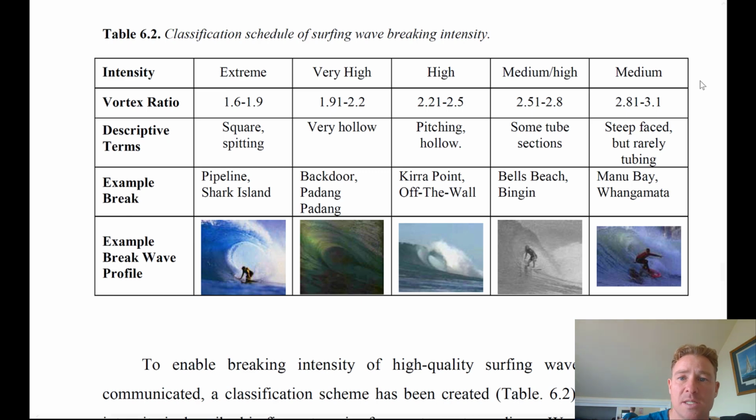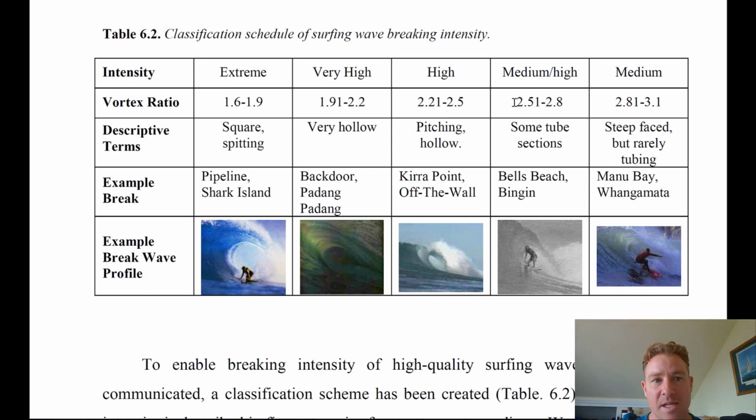And then you have an intensity of medium high, which is a vortex ratio of 2.51 to 2.8. Descriptive term is some tube sections. And they're saying example breaks like Bells Beach has sometimes a tube section, Bingin in Indonesia. And they're showing kind of someone doing like a pocket ride right in front of one. So it's kind of a tube section, not really.